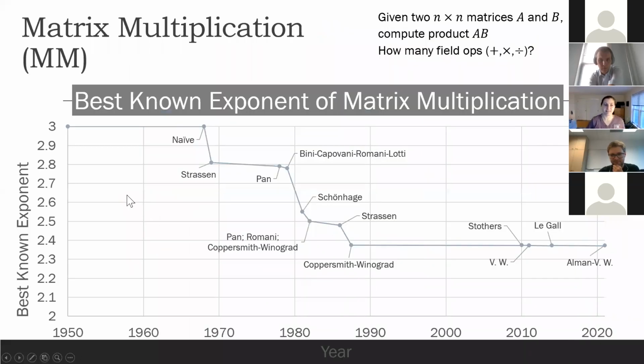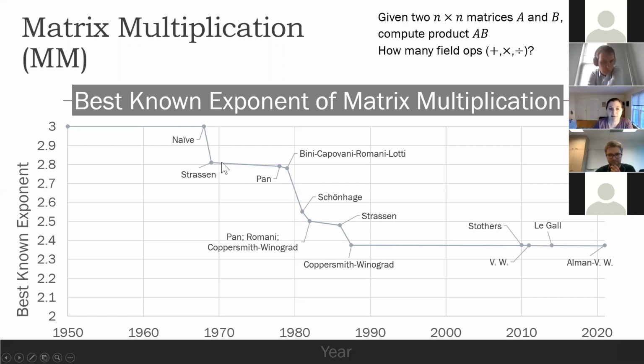All right, so here's a little graphic of the matrix multiplication exponent over the years, what we know about it. Up until 1969, the naive algorithm was the best. So omega was basically 3. In fact, people thought that this is probably the best possible. And Strassen actually showed that it is not the best possible. You can actually get 2.81.